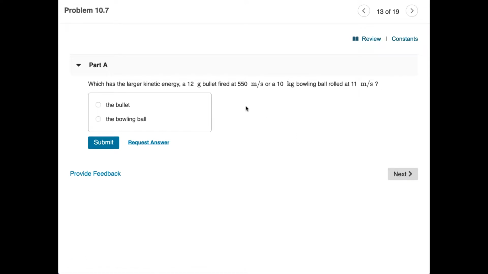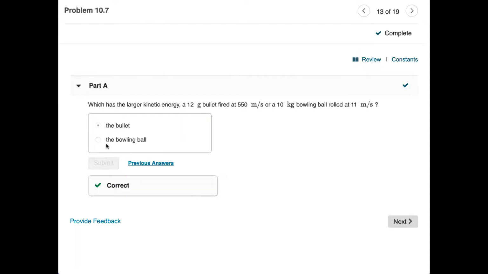Which has a larger kinetic energy, a 12-gram bullet fired at 550 meters per second, or a 10-kilogram bowling ball rolled at 11 meters per second? Oh, obviously, the bullet, right? Well, we have to do the calculation. Don't forget to convert grams to kilograms. So 1/2 mv squared for each. You'll discover that it's actually the bullet that has more kinetic energy, which is part of the reason why bullets are more dangerous than bowling balls, although bowling balls are much easier to dodge.